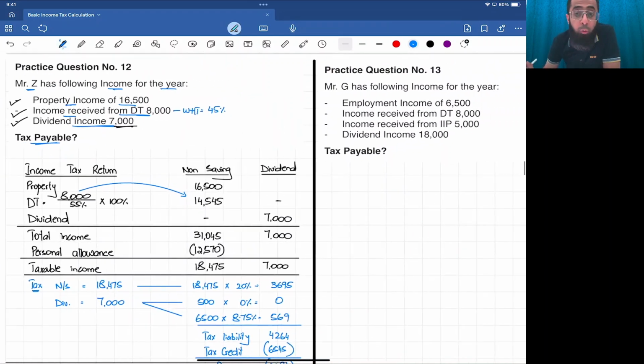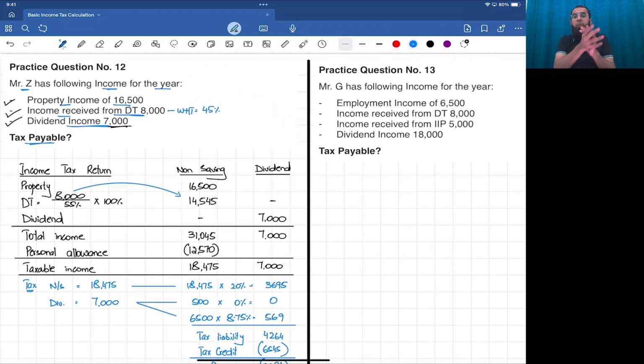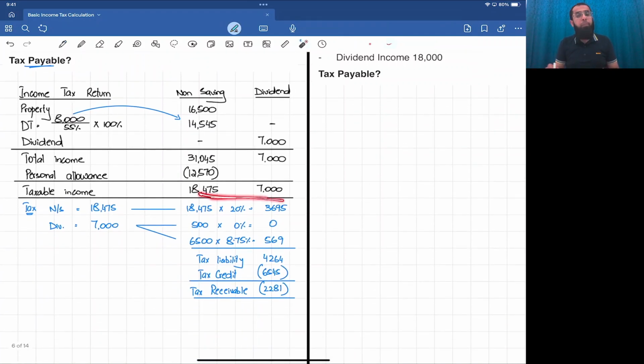So if you look at this question, it's just a quick review of what we have already studied in the previous classes. We already introduced the concept of discretionary trust in the previous class. 45% withholding: you gross it up by dividing it by 55 and multiplying it by 100. Property income is just a normal non-saving income. Dividend goes under the head of dividend. You arrive at total income. You adjust your personal allowance to arrive at the taxable income.